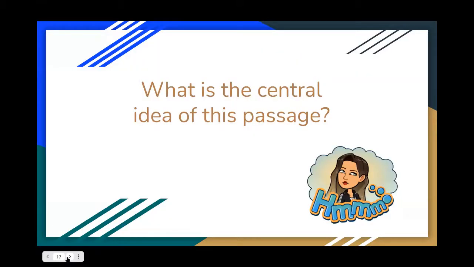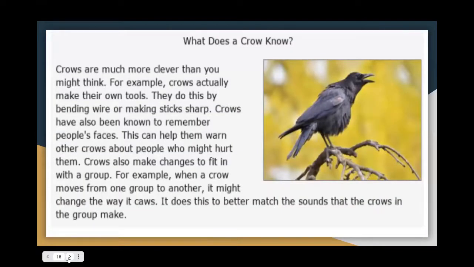What is the central message of this passage? So to do this, let's go back to this passage and let's really take a look at it. The first thing I want to look at is my title, which is right here. So what does a crow know? This is telling us that this is going to give us information about what crows know. So our subject is about what crows know.